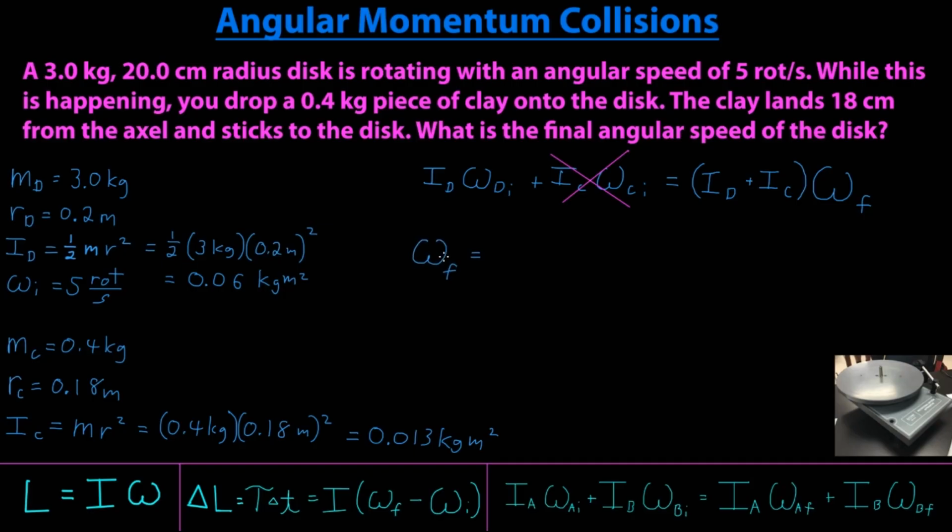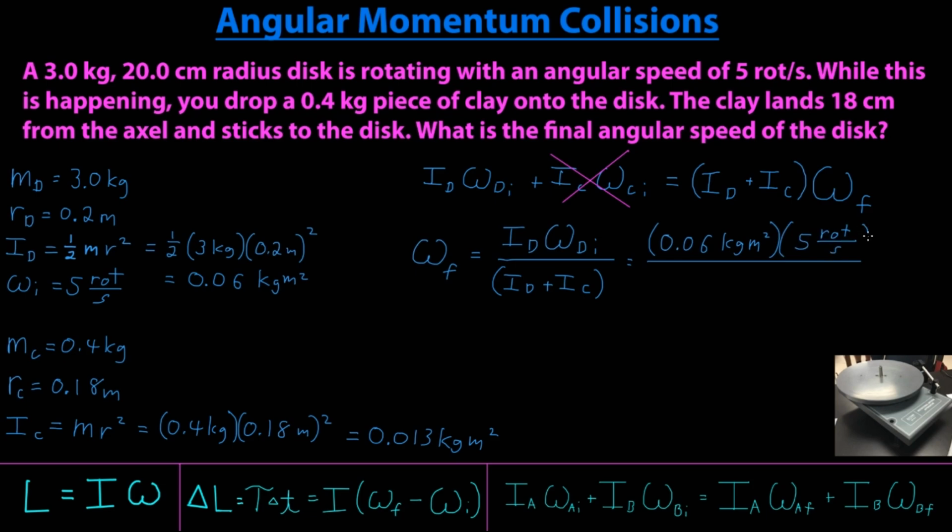Let's find out. Omega final equals moment of inertia of the disk times angular speed of the disk initial, plus the moment of inertia of the clay, 0.06 kg meter squared, times 5 rotations per second. Notice I did not convert it. I'll tell you why in a second. Over the combined moments of inertia.